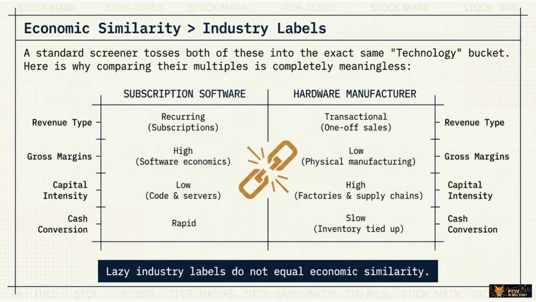Let me give you a perfect example of why this matters so much. Imagine a subscription software firm and a hardware manufacturer. A standard screener might toss both of them into the exact same technology bucket, but their recurring revenue, gross margins, capital intensity, and cash conversion are radically different. Comparing their multiples is completely meaningless. Remember, economic similarity always trumps industry label similarity.